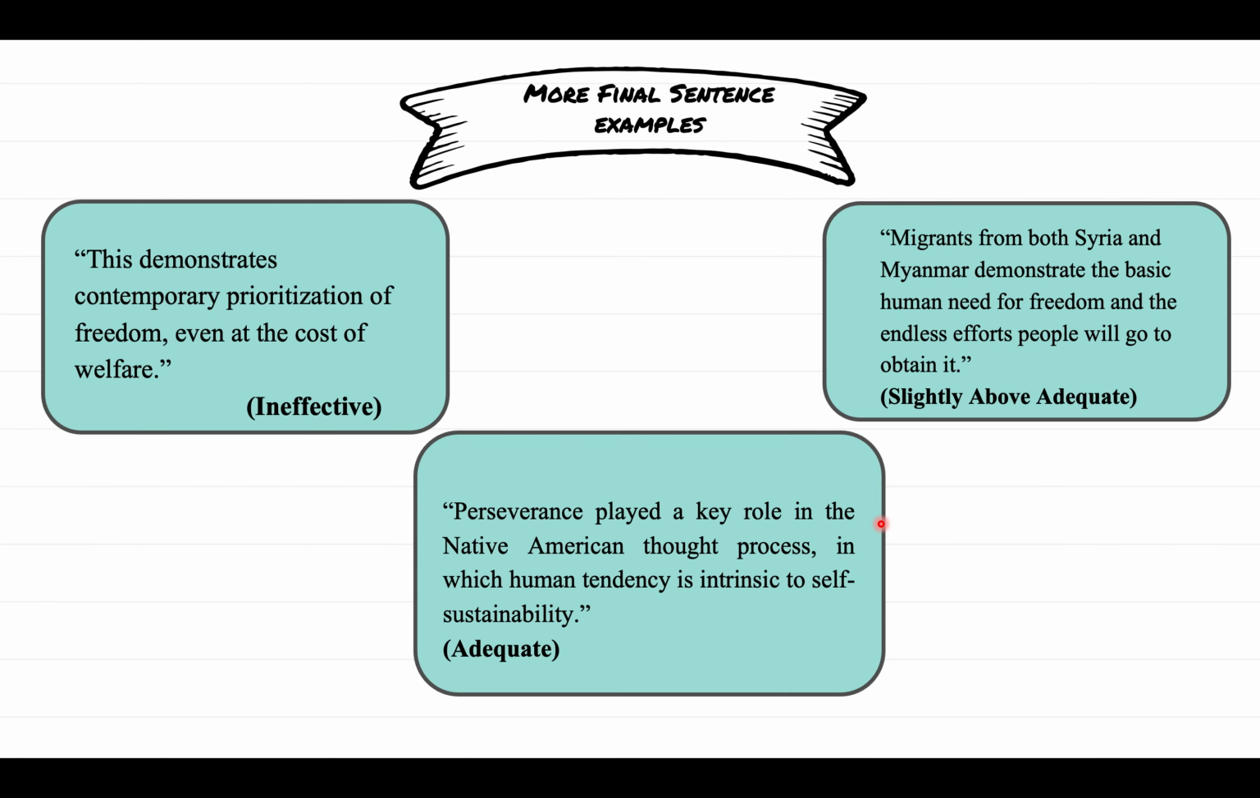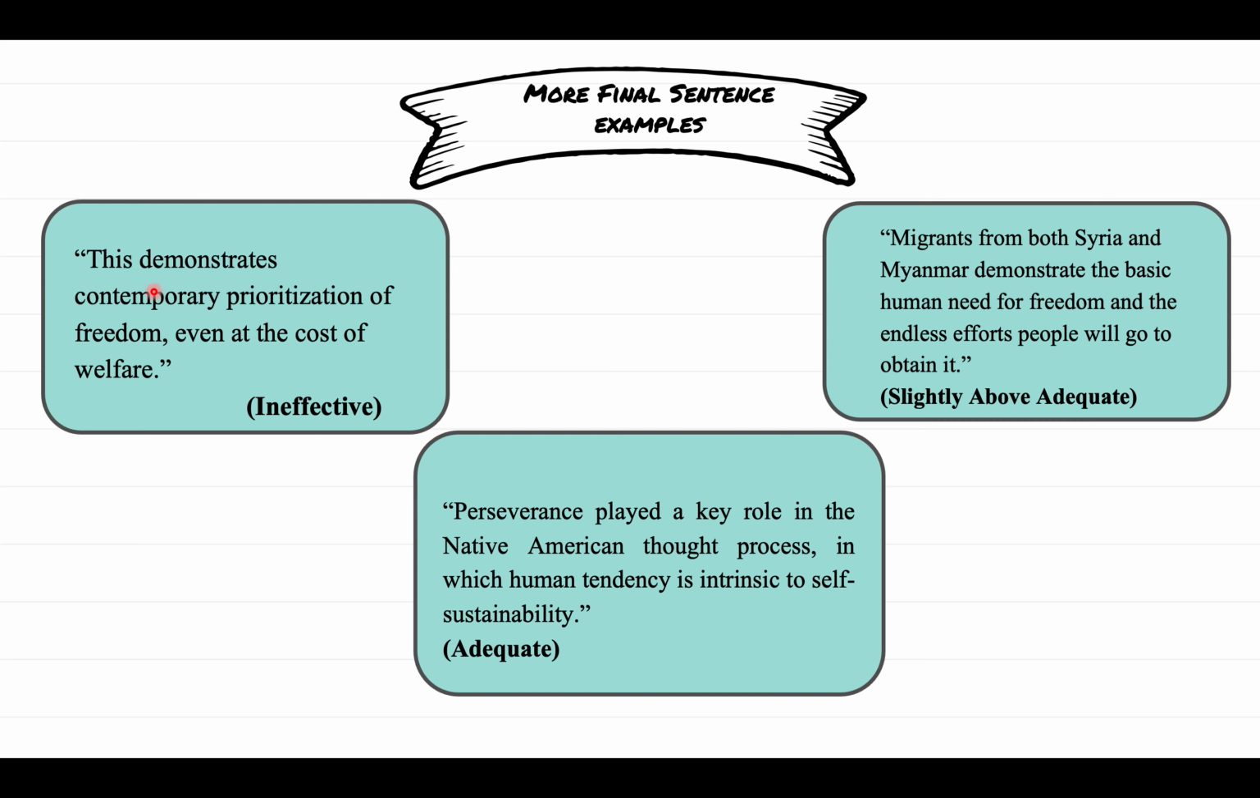So this final sentence should feel something like this. Let's look at the slightly above adequate example, right? Migrants from both Syria and Myanmar demonstrate the basic human need for freedom and the endless efforts people will go to obtain it. The context here is safety versus freedom. So, if I've been talking about these migrants, and now I say that they demonstrate the basic human need for freedom, it sort of makes sense. Even if you didn't know the context, you kind of feel like this makes sense. This is pretty good. Right, that works.